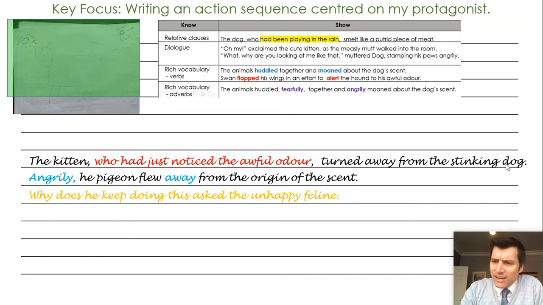Hang on a second. What? They're going to have a chat, aren't they? I know that my story was about the two of them talking and trying to change that smelly dog. Why does he keep doing this? Asked the unhappy feline. Sorry, guys, I know that's a dreadful piece of writing because I've forgotten something, haven't I?